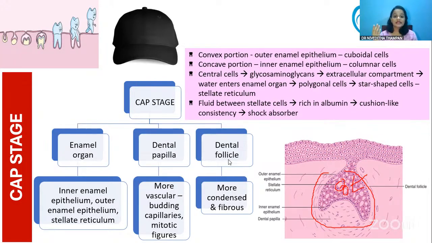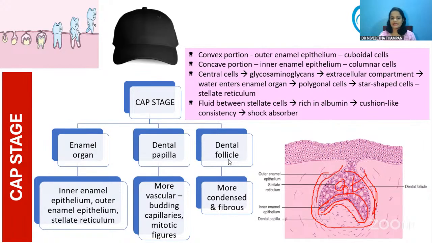This stellate reticulum is very important because it acts like a shock absorber. All these defensive or protective mechanisms by the body are mainly to protect these cells. The cells that are seen in the concavity of the cap stage are the inner enamel epithelial cells. And these cells that are seen in the convexity. This is the convexity.